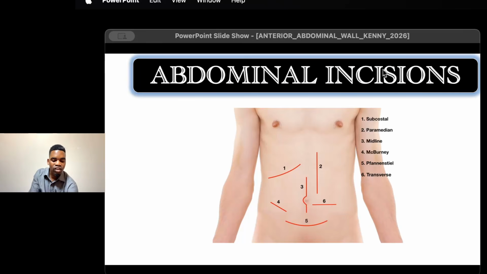Last, let's see the incisions of the abdominal wall. We have a lot of incisions in the abdominal wall, and these are different approaches that surgeons can use to get access to the abdominal viscera. For today's discussion, we're going to concentrate on the midline incision, number 3, and the paramedian incision. But you also have the Kocher incision, the subcostal one. You have the McBurney point, and then the McBurney incision. We also have the Pfannenstiel incision, famously used for cesarean section, and you can have the transverse incision.